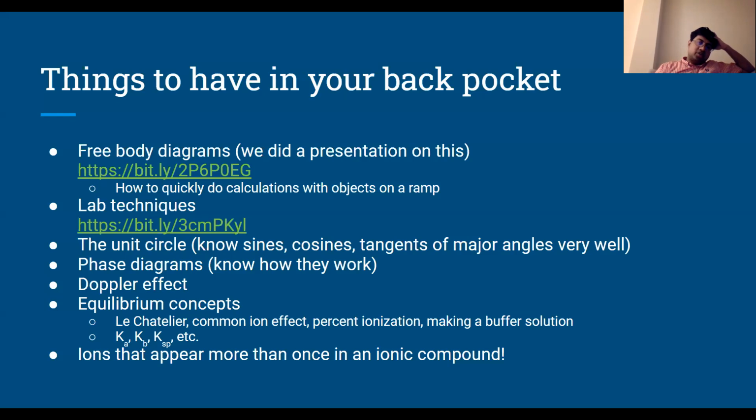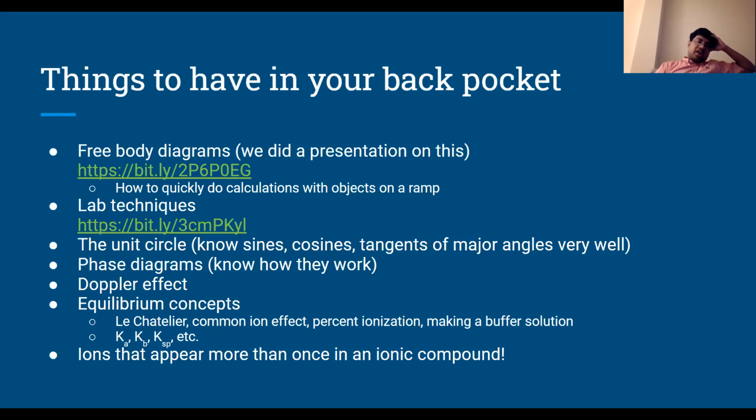Question from Brian: are major angles 0, 30, 45, 60, 90 enough? Yes, because those are the ones you'll most encounter, and if you have an angle that's larger than that, you can use the corresponding angle and just flip the sign. So, sine of 120 is the same as sine of 60. Cosine of 120 is negative cosine of 60. So you can just use that.